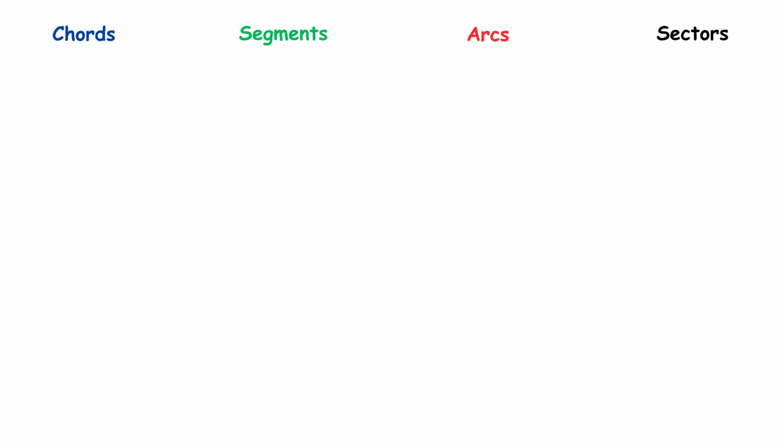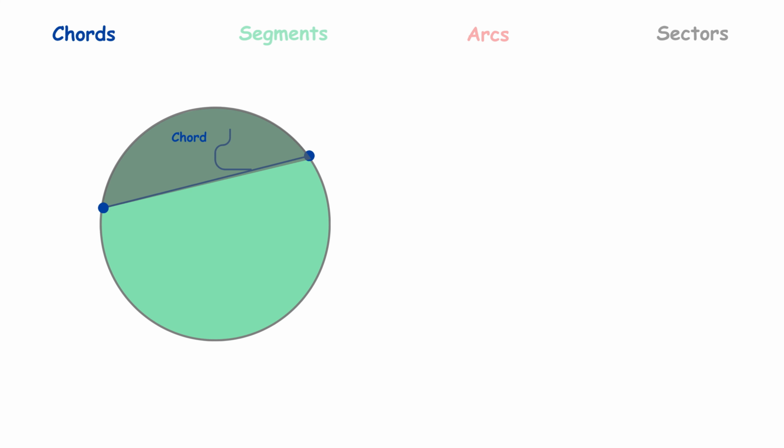Chord, segments, arcs, and sectors are four words that all have in common that they are special names for different parts of a circle, and in this video we are going to explain exactly what each one means. First, let us draw a circle, and start with chord.